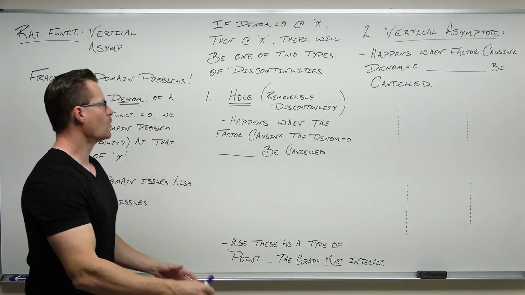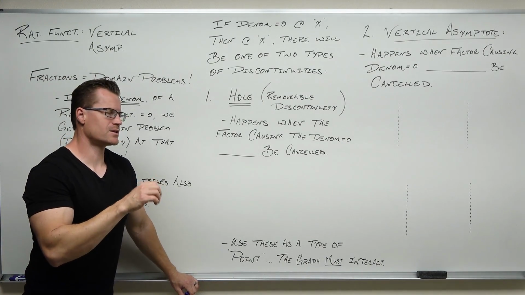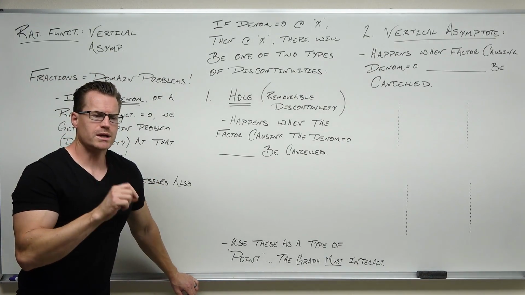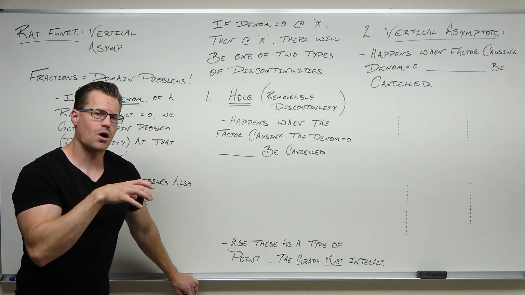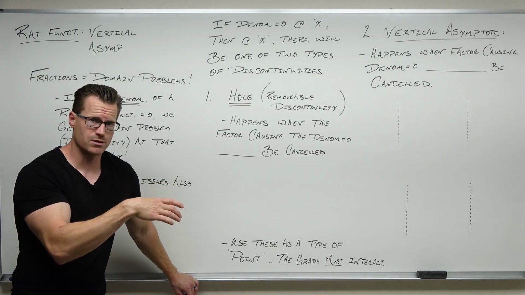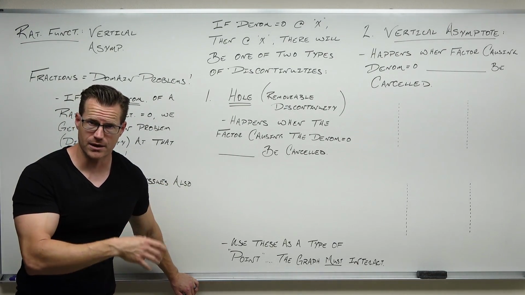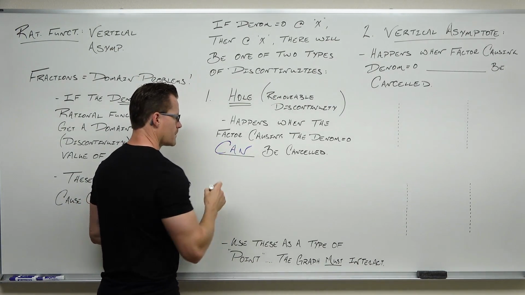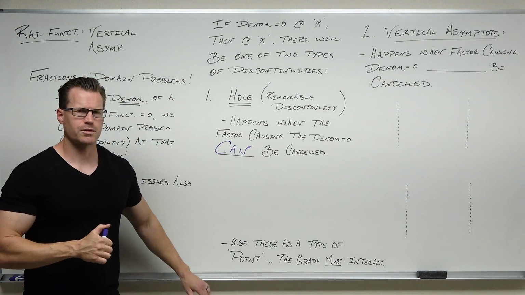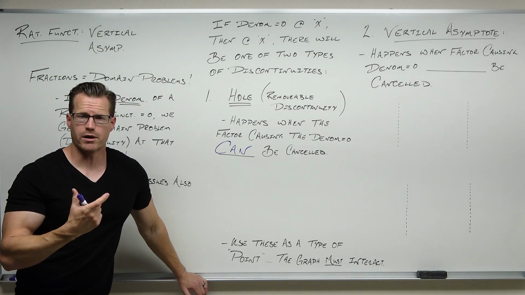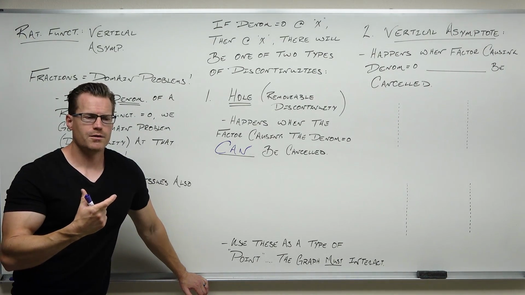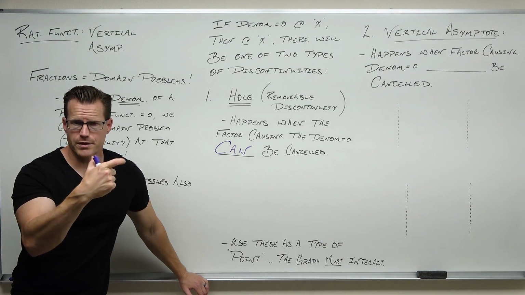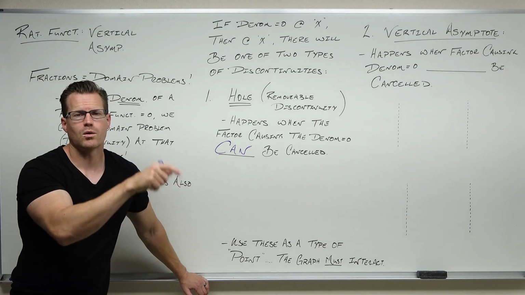That's it. So here's when you get these. You'll get a hole when the factor that is causing your denominator to equal 0 can be canceled. Now, what would it be canceled with? Well, it would be canceled with something on the numerator. And you heard me say about a minute ago that the numerator will tell you whether your domain problem is a hole or a vertical asymptote.